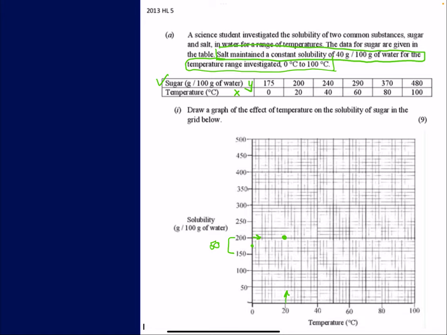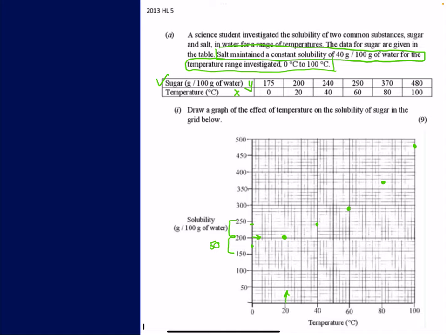I'm then going to go 40 and 240. So again, we said this is going up in 50s, which means every little box must be 10. So these want to meet here because that's where 240 starts. Then we're going 60 to 290, so that will be here, and we're going 80 to 370, so that is going to be here. And then last but by no means least, 100 goes to 480. So 480 is going to be here.